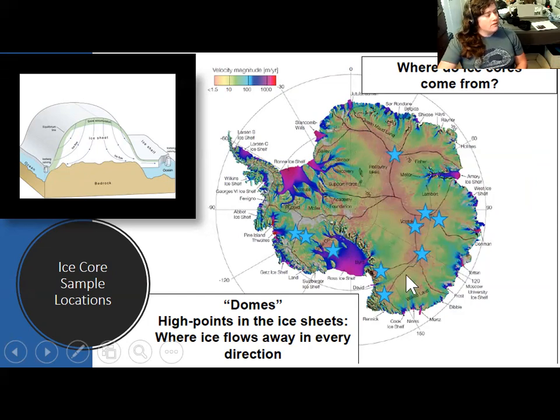And you also notice that these are taken at high points. You can see these lines represent approximations of the ice streams, and you can see that they've picked points in many cases where the ice streams are all flowing in separate directions. Like I mentioned, that's where you have snow accumulating.